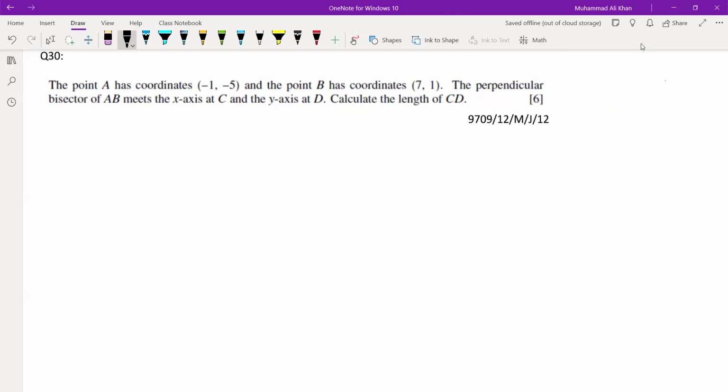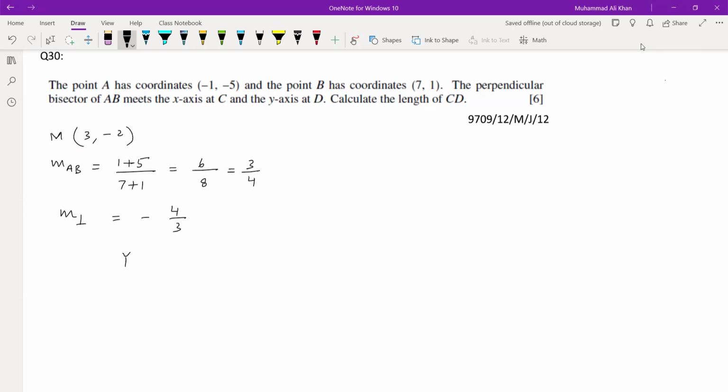It means, first of all, we have to calculate the equation of the perpendicular bisector. For the equation of the perpendicular bisector, we need the midpoint. So the midpoint of AB: -1 plus 7, 6 divided by 2 is 3. -5 plus 1 is -4 divided by 2 is -2. And the gradient of AB is y2 minus y1 over x2 minus x1, 5 plus 1, 6, 7 plus 1, 8. So the answer is 3 over 4. So the gradient of the perpendicular is minus 4 upon 3.